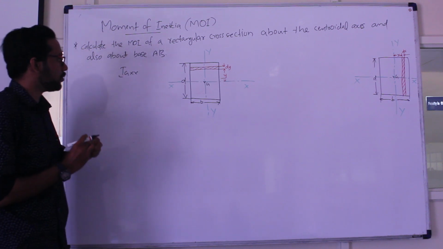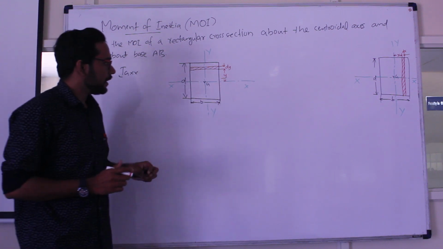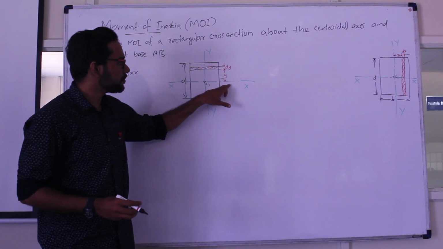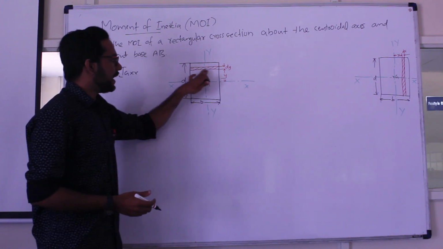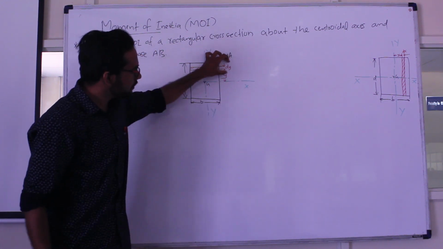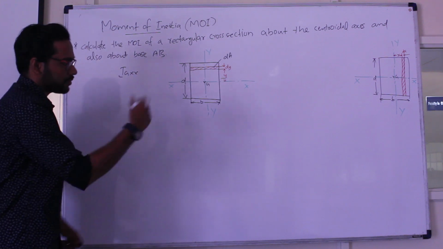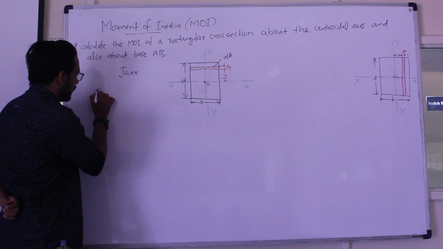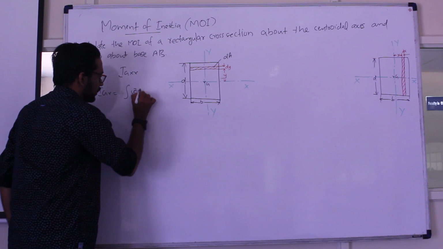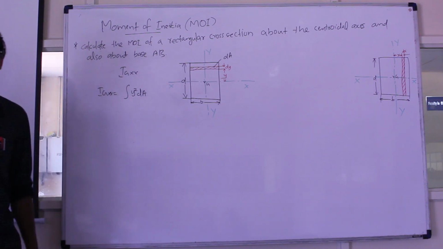That is, we need to calculate IGXX. IGXX is the moment of inertia of the rectangular section about the centroidal x-axis. For calculating this, consider an elemental strip of thickness dy at a distance y from the x-axis. The area of the elemental strip is dA, its thickness is dy, and it is placed at a distance y from the centroidal x-axis. From the definition you know that IGXX is equal to integral y square dA.